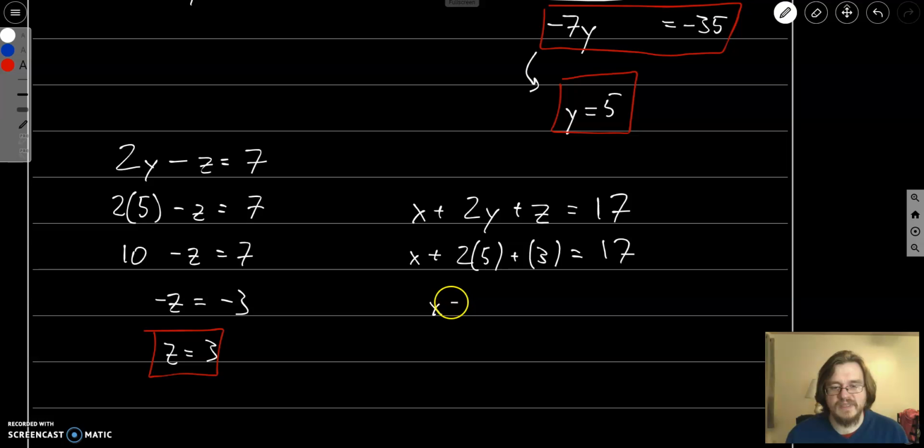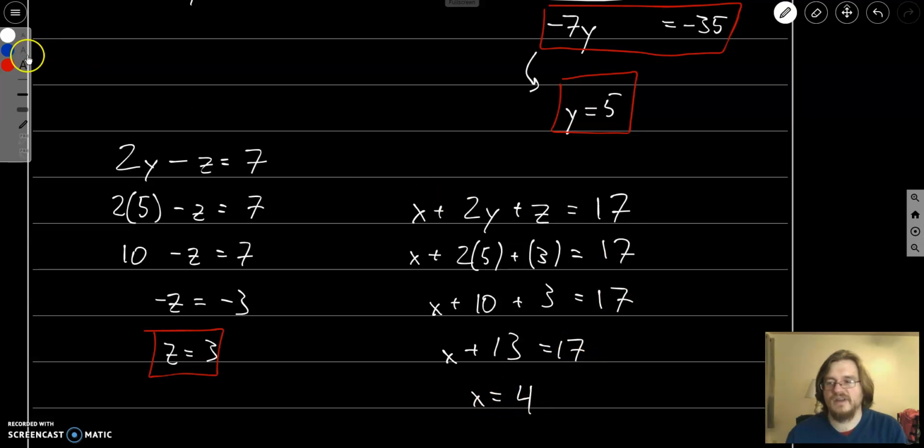So x plus 2 times 5 is 10, plus 3 is 17. 10 plus 3 is 13. So x should be equal to 4 once I subtract 13 from both sides. Okay, so we've got x is equal to 4, y is equal to 5, z is equal to 3.